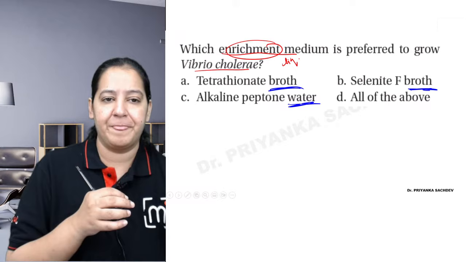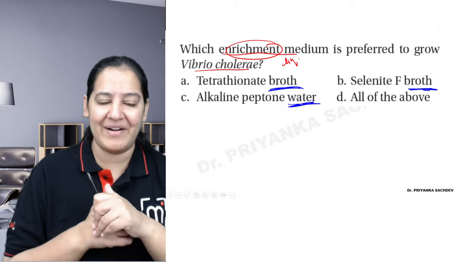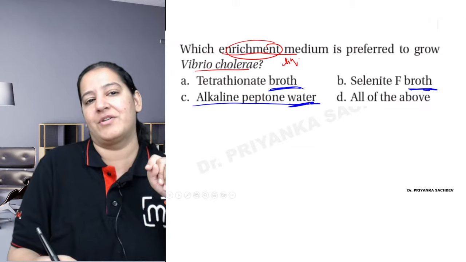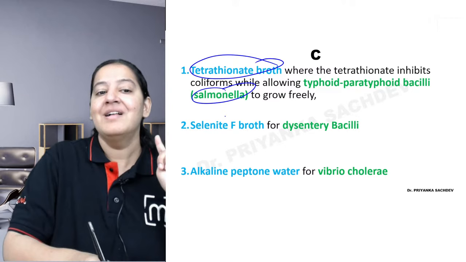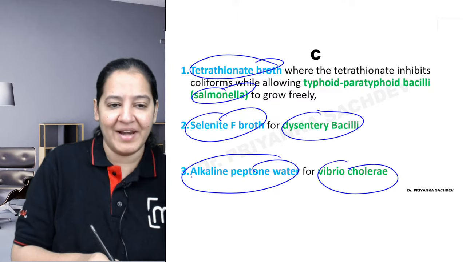Who will tell me the correct answer? Yes, Ram, you are right. For Vibrio it is alkaline peptone water. So I told you three liquid media. Tetrathionate broth is for Salmonella. Selenite F broth is for dysentery. And alkaline peptone water is for Vibrio. So the correct answer here is C.